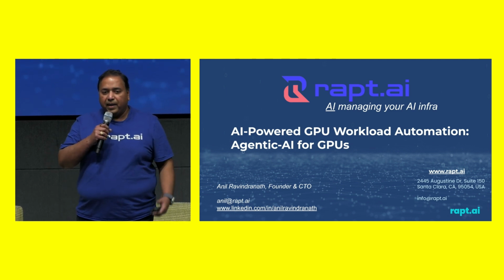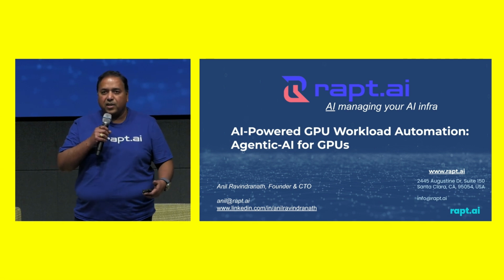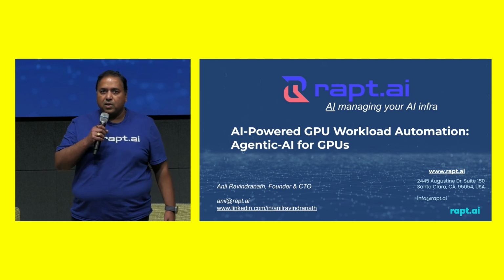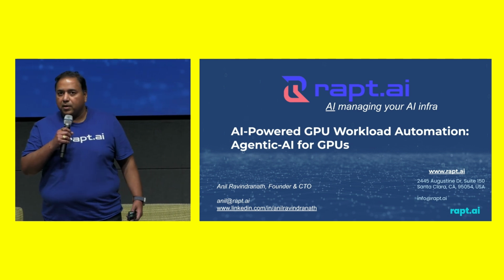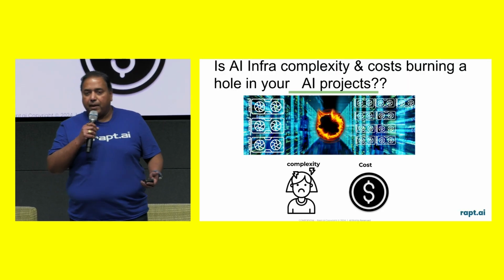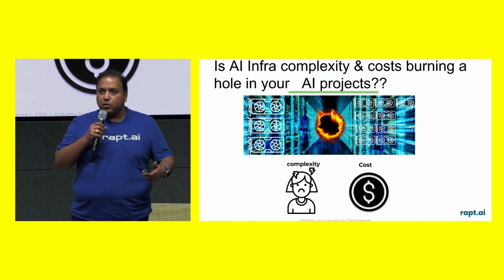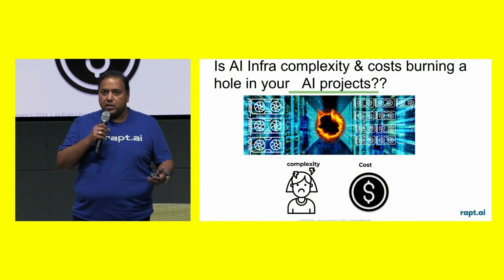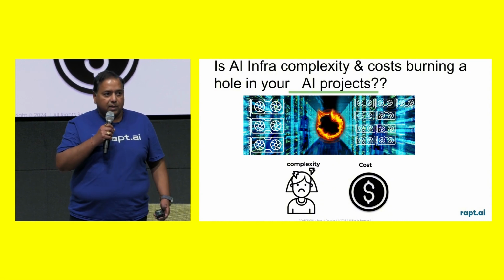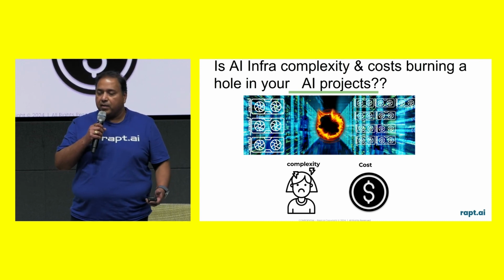So the main idea of what we are going to talk about here is how you can use Agentic AI to manage your GPUs, or how you can use AI to do GPU workload automation. I'm sure everybody is familiar with this one. If you intend to either manage or use AI infrastructure, it's two things: it's pretty complex, and the cost to run your AI projects on a given AI infrastructure is high, not good with economics. Everyone can relate to that.